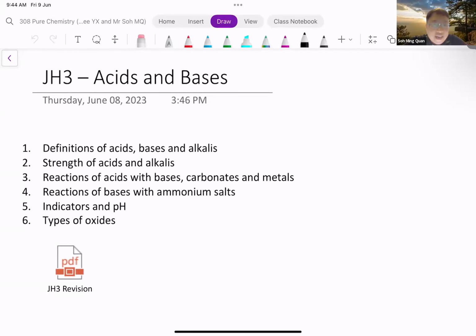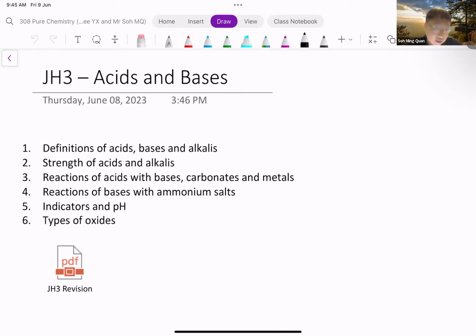Now, basically, acids and bases is a small topic as compared to other topics in the pure chem syllabus. However, it is an important fundamental topic for you to understand other things, like mole concept, titrations, salt preparation, and QA, which will all rely on acids and bases. Acids and bases has 6 main parts: the definition of acid, base, and alkali, the concept of strength of acid, reactions of acids, reactions of bases, indicators and pH, and finally we end off with types of oxides.